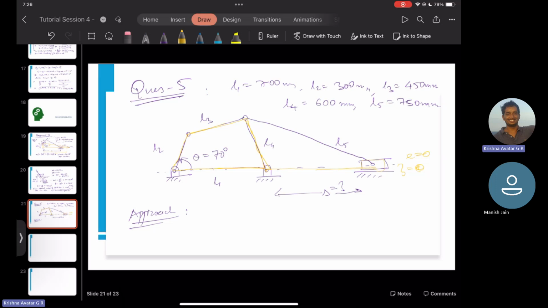Fine. So what we'll do is, this is our theta 2 and this will be our theta 4. So first, determine theta 4 and then determine S. Which means that it's a forward kinematics problem. So given theta 2, determine theta 4. Once you have theta 4, you can determine S.